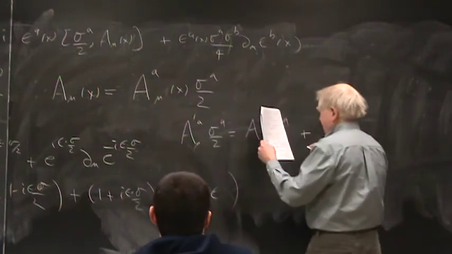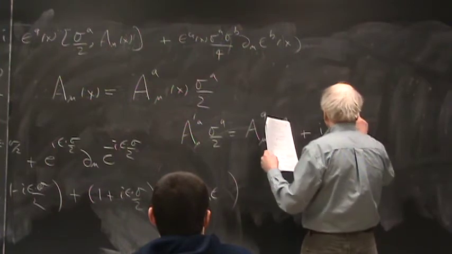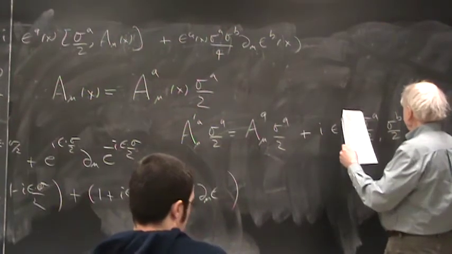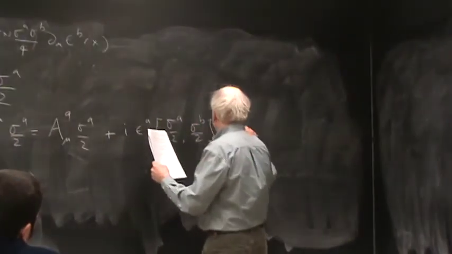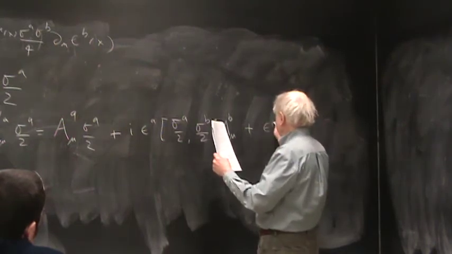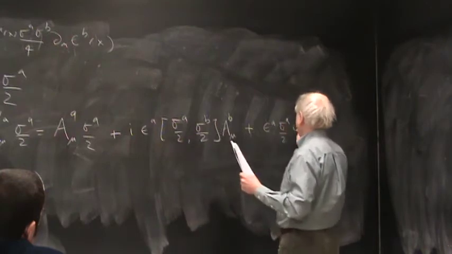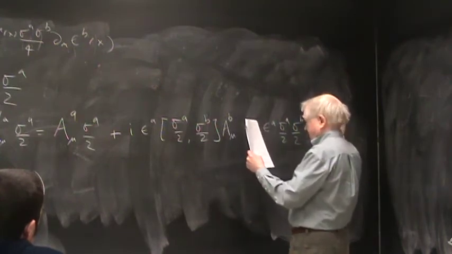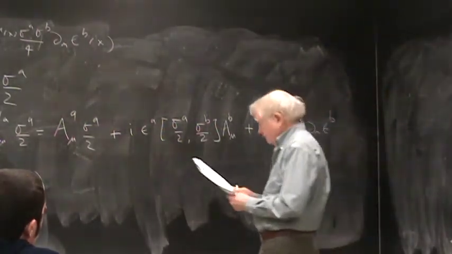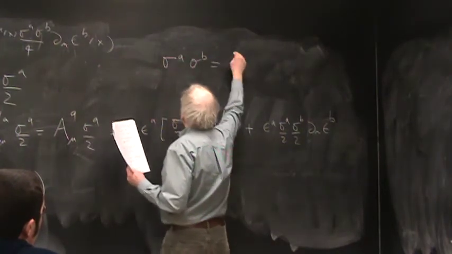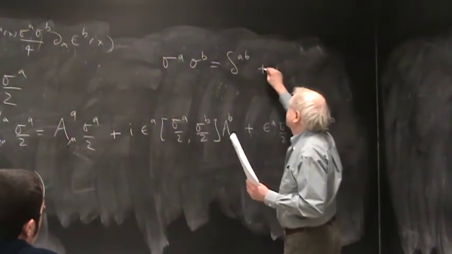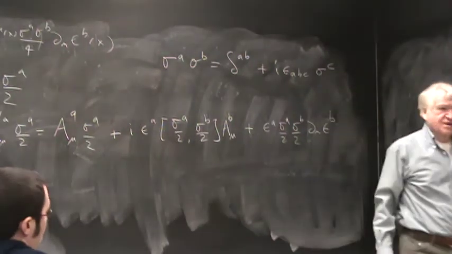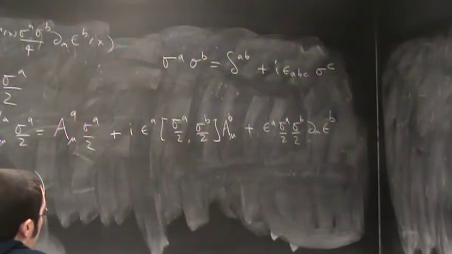Summing over A. So then what we have here is i epsilon A, and then the commutator, sigma A over 2, sigma B over 2, A B mu, plus epsilon A sigma A, maybe I should write it this way, sigma B over 2, B mu epsilon B. So that's the expression. Now, let's remember that the Pauli matrices, which are our favorite matrices, satisfy the product rule: sigma A sigma B is delta AB plus i epsilon ABC sigma C.